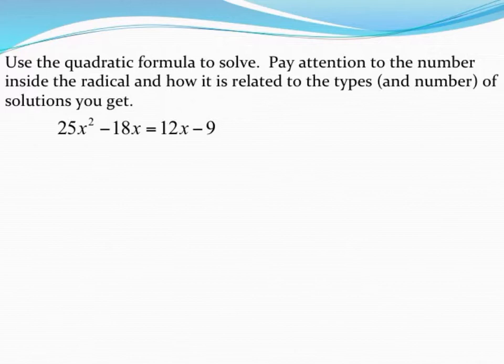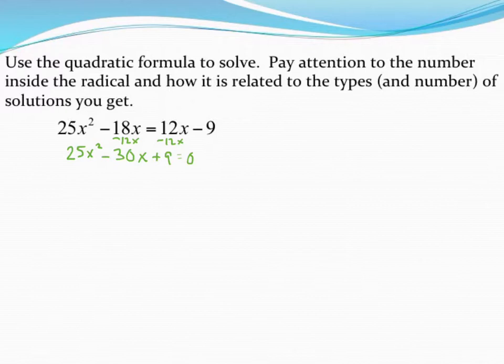Okay, and I'll do one more for you. Again, I would recommend trying it on your own, but if you want to see me work through that, same idea as last time. So let's get this entire equation equal to 0. So 25x squared, I'm going to subtract 12x from both sides to get that moved over. Negative 18x minus 12x is minus 30x. And then I'm also going to add that 9, so I get plus 9 equals 0.